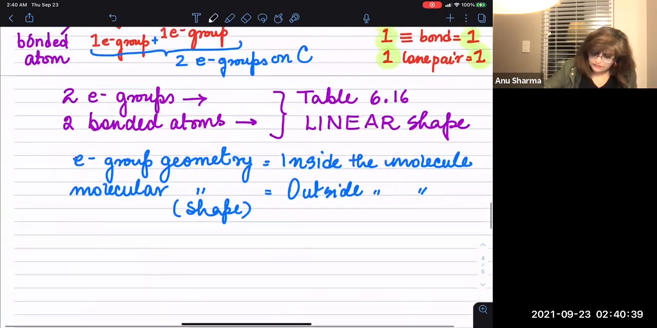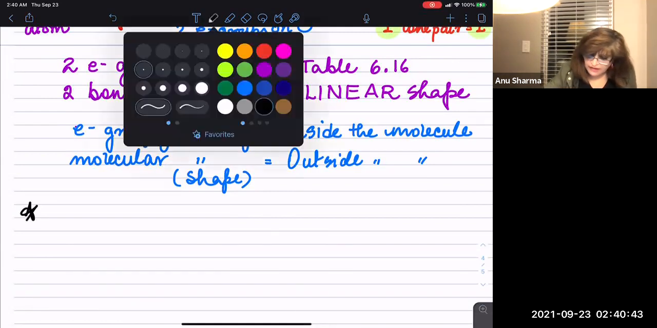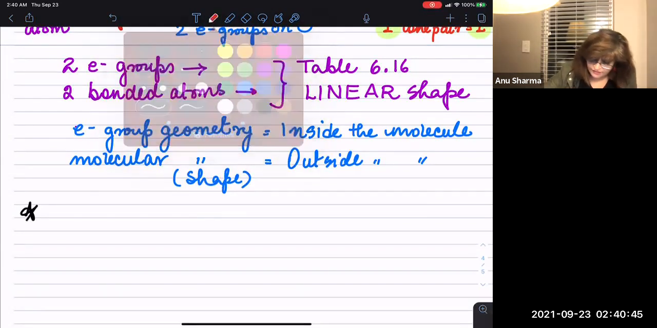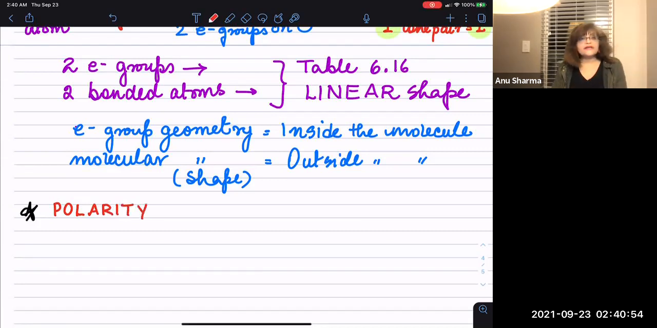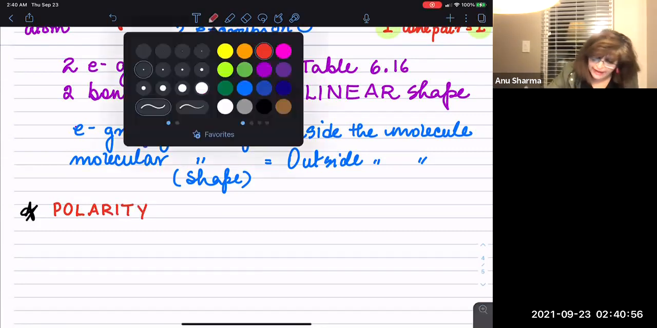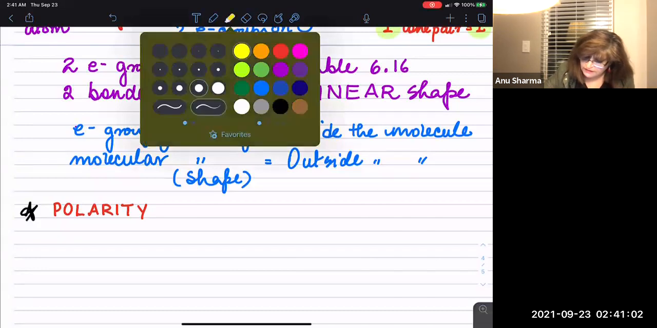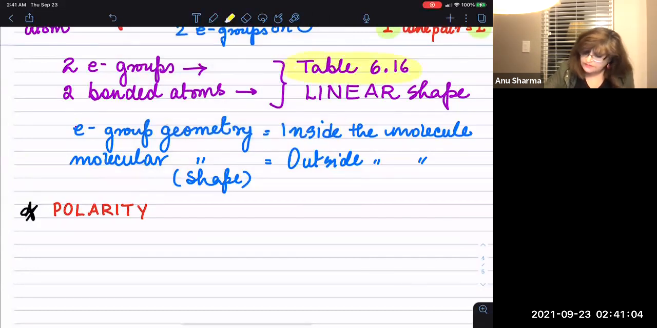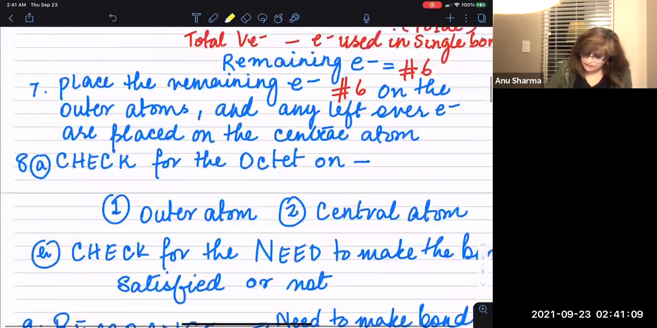And we will have the last one, which is polarity. P-O-L-A-R-I-T-Y, polarity, okay? So polarity, again, for the shapes, let's do this. That's table 6.16 for shape. Let me write this down here.